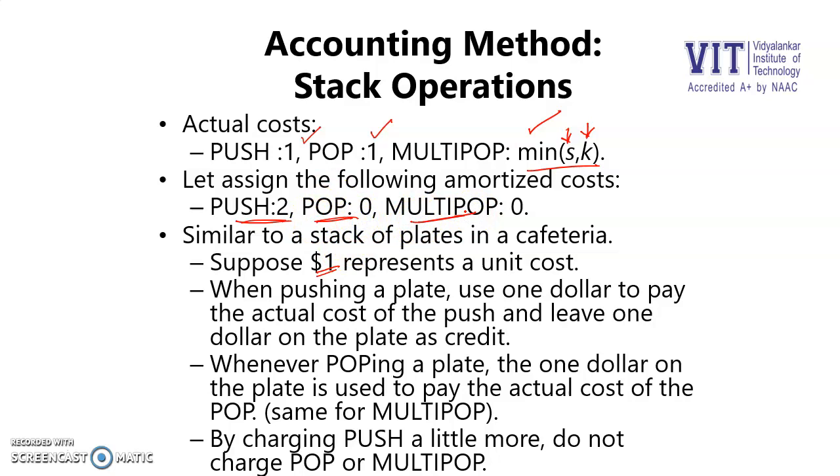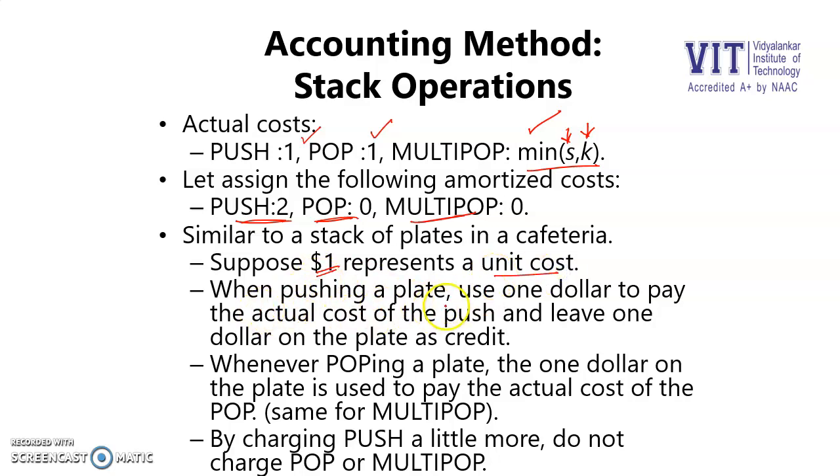Now we can do that. What we can do is average out the cost. If I'm supposed to buy two objects from you, one object costs $1, another object costs $1. I can average out the cost by charging $2 for one object and no charge for the other. Now how will this make a difference? Let us see. Suppose $1 represents a unit cost.